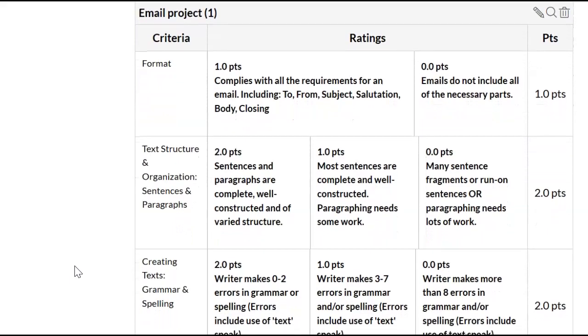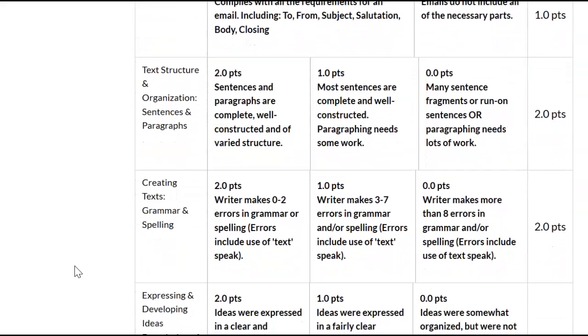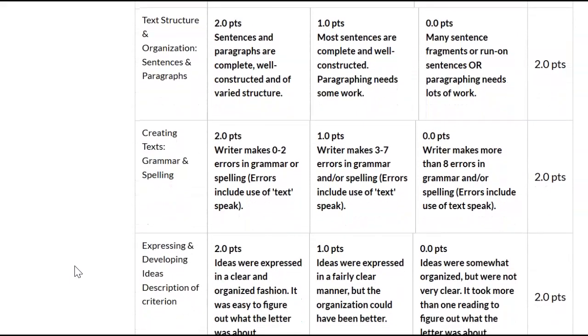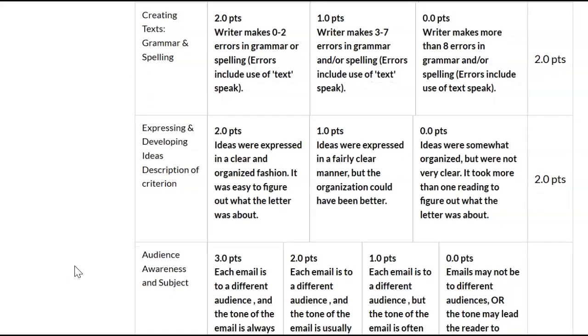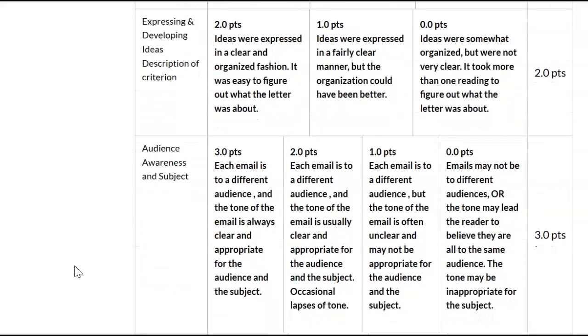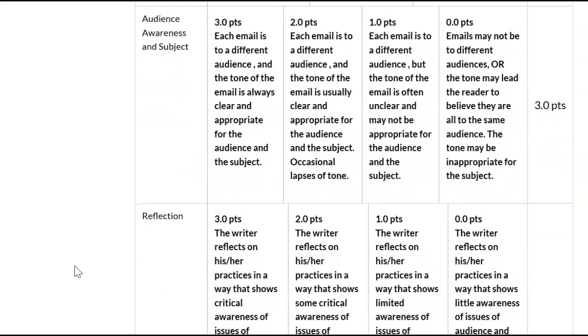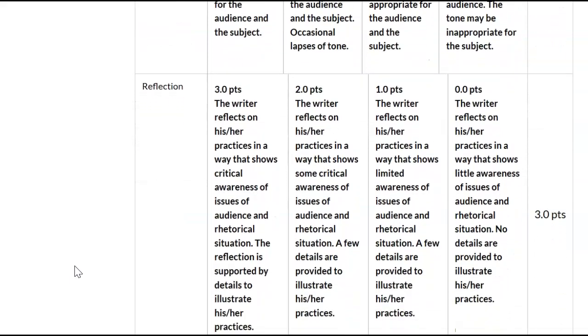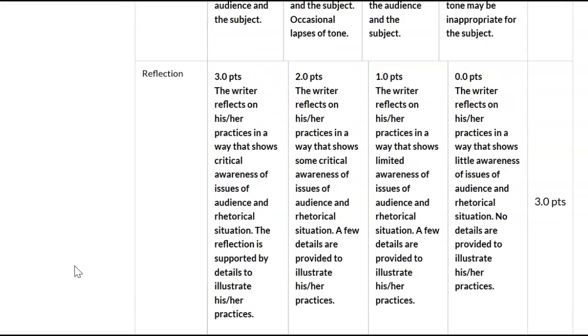If you scroll down, you can see the rubric that I'm going to be using to grade this project, and this will help you know what I prioritize. What is the stuff that I'm looking for, and how much do I value it? And you'll notice that a lot of these sections are worth 2 points. Audience awareness and subject is worth 3 points. So, the reflection, this is both parts all at once, is also worth 3 points.